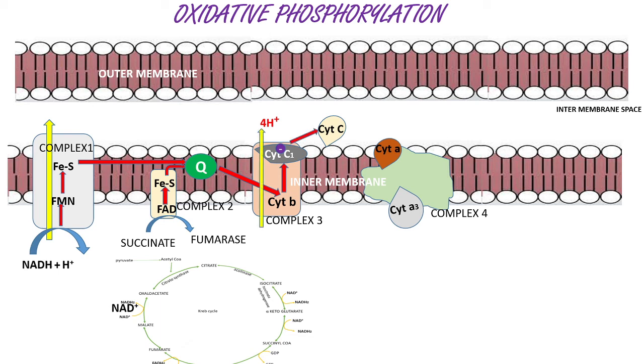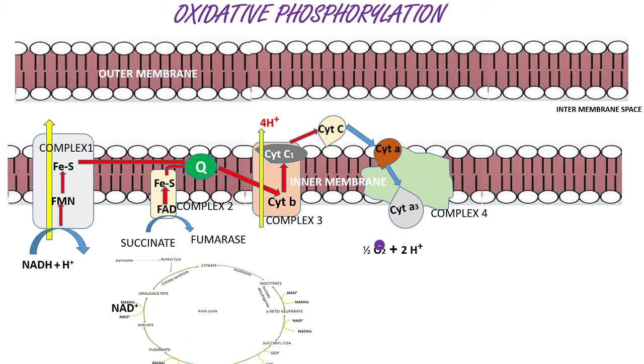When cytochrome C takes the electron, it gets reduced and it transfers its electron to cytochrome A of complex 4. Cytochrome A transfers these electrons to cytochrome A3, and finally cytochrome A3 transfers these electrons to molecular oxygen.